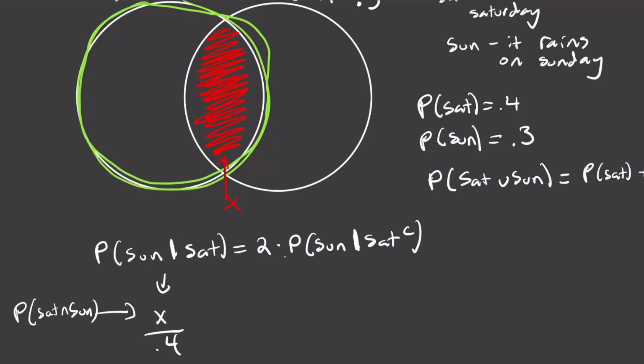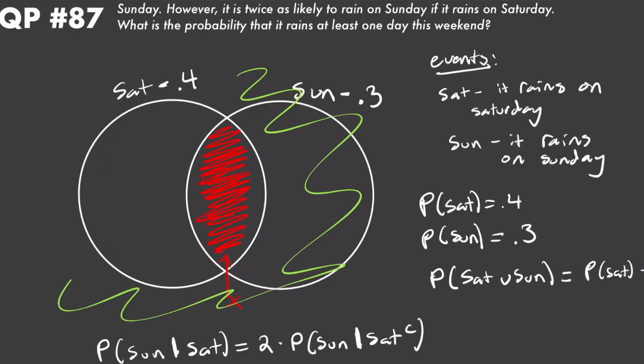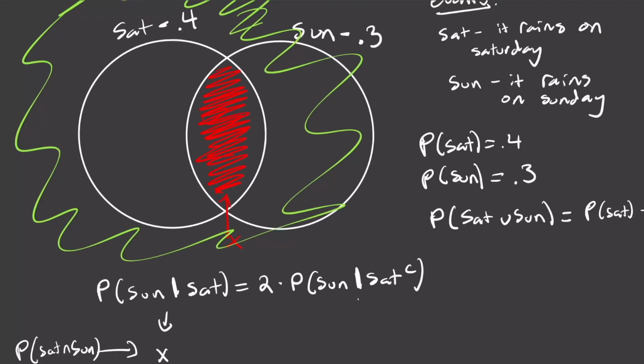Now let's look at this term. What is the probability that it rained on Sunday given that it did not rain on Saturday? So we're given that it did not rain on Saturday, so that means our outcome space is now restricted to everything outside of the Saturday bubble, right? Everything that is not within this bubble. So within this bubble, we had 0.4 probability mass. So that means that everything outside of the bubble must have 0.6 probability mass, obviously. So our denominator for this is going to be 0.6.